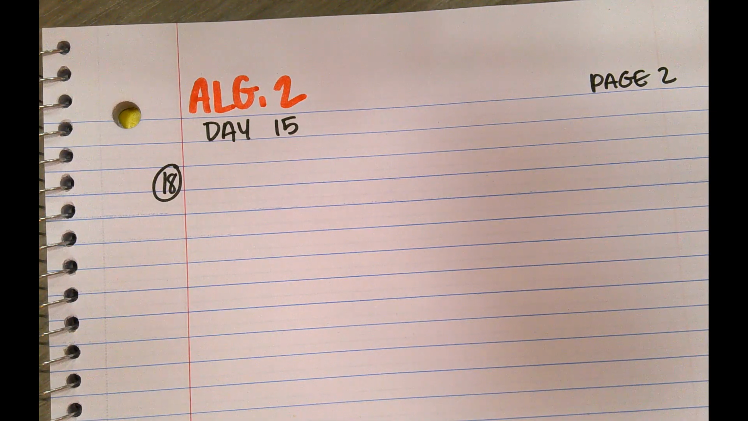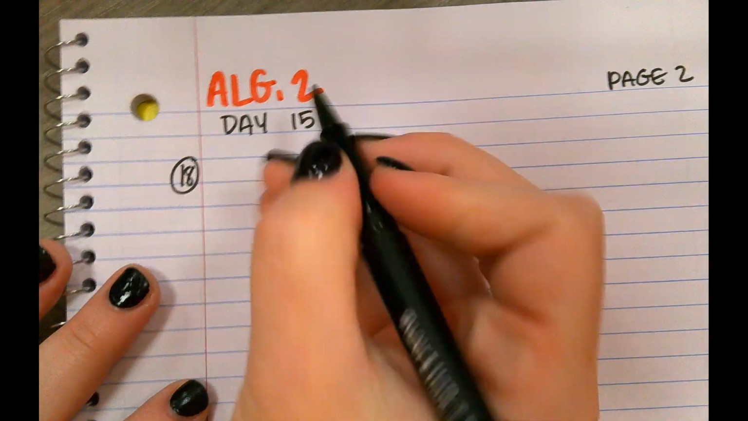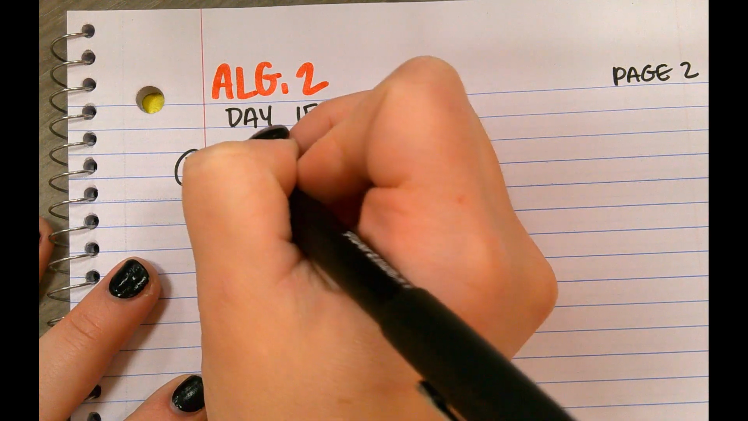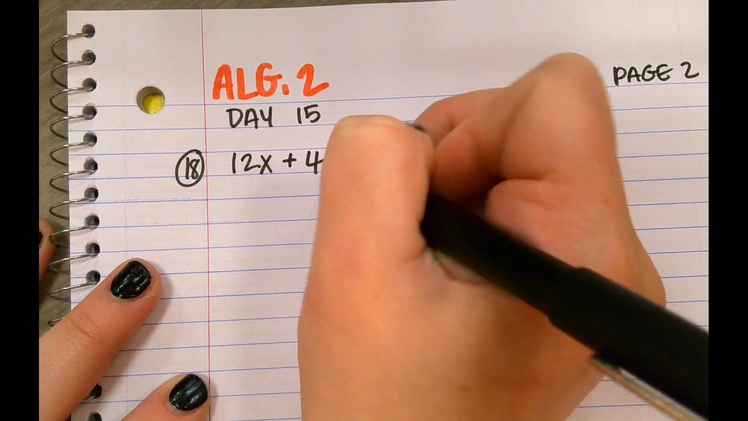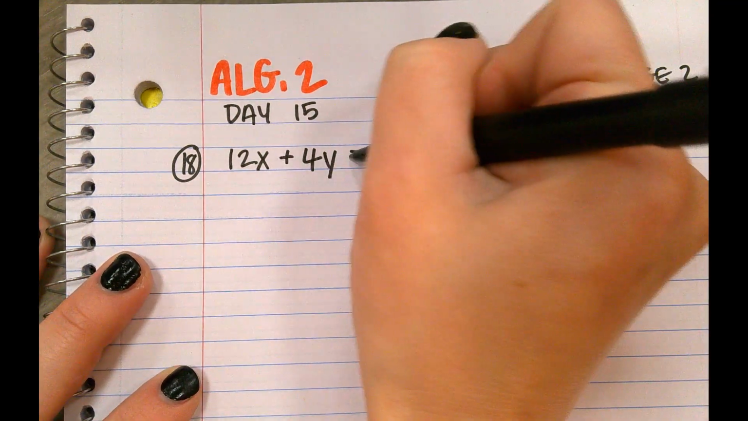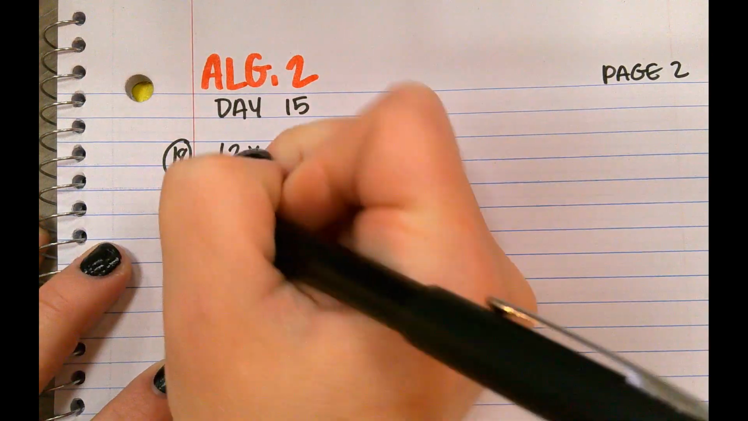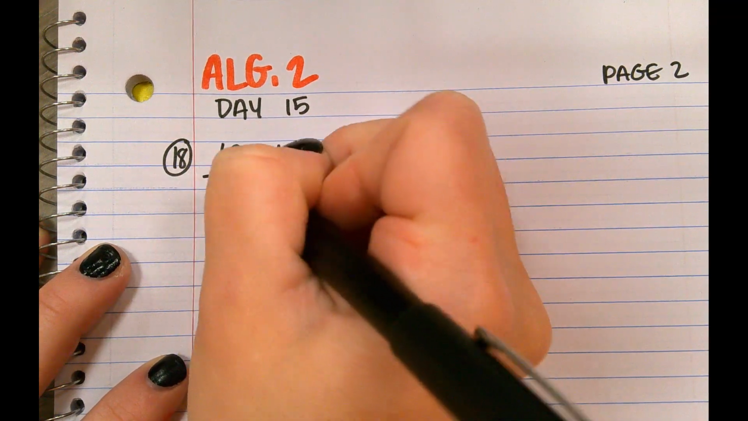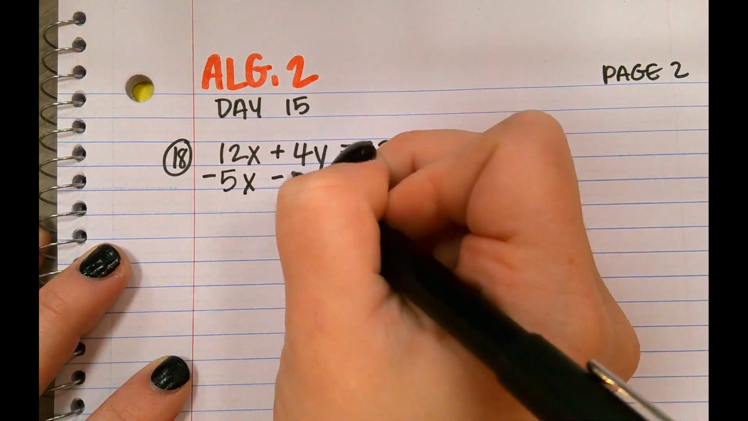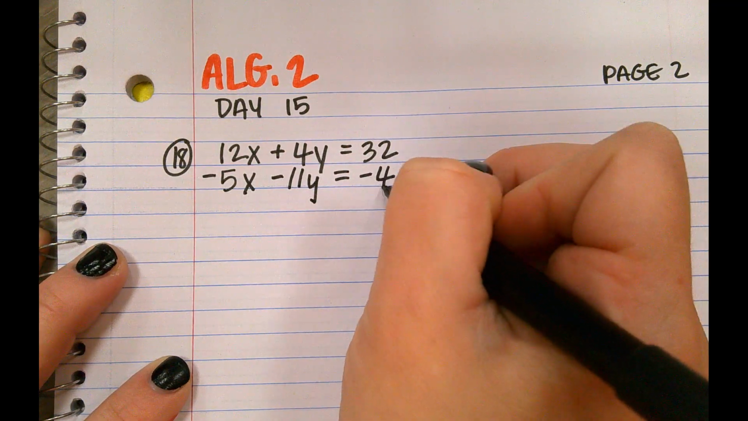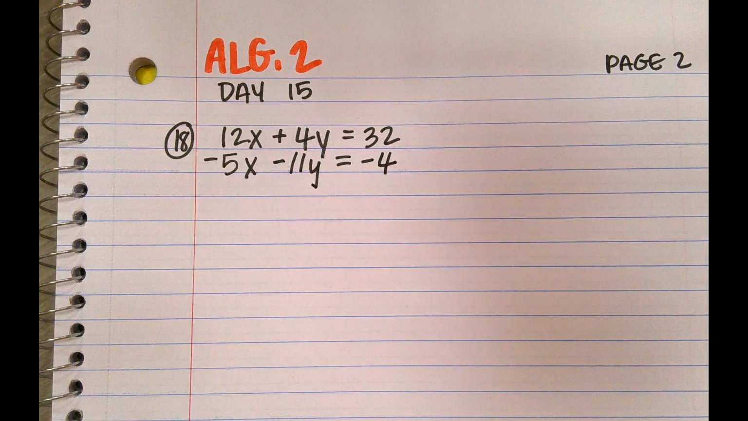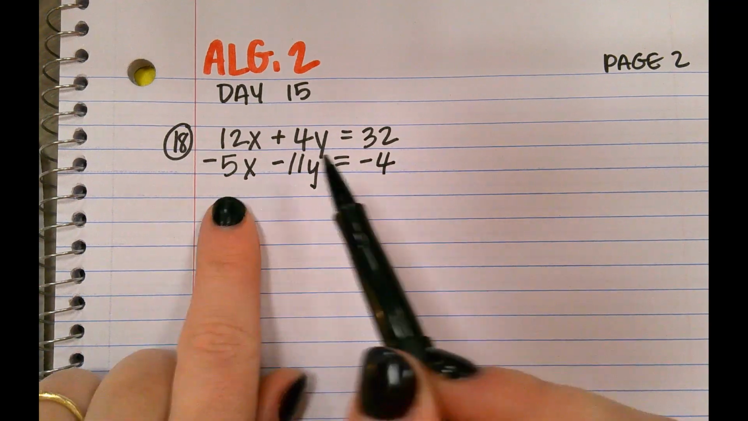And number 18, can somebody read me that problem? 12x plus 4y equals 32, negative 5x minus 11y equals negative 4. Okay. Oh, here's my paper. Found it. All right.